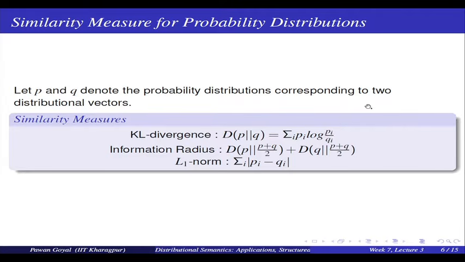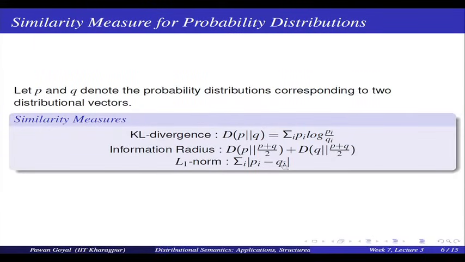KL divergence is asymmetric. If you compute the divergence between p and q, and between q and p, they may come out different. That's why there is also a symmetric divergence, the information radius: take p and (p+q)/2, and q and (q+p)/2, find the KL divergence between these and add them. You can also use a very simple formula like the L1 norm: the sum over all i of the difference p_i minus q_i. So you have different representations and you can use different similarity measures.